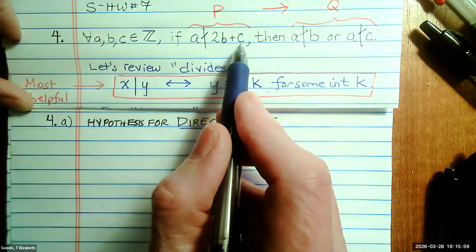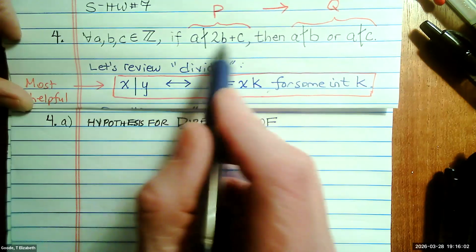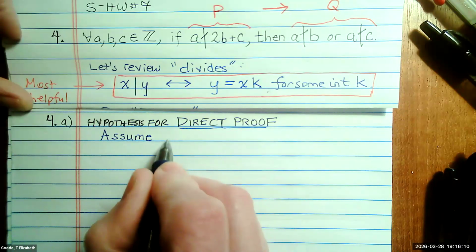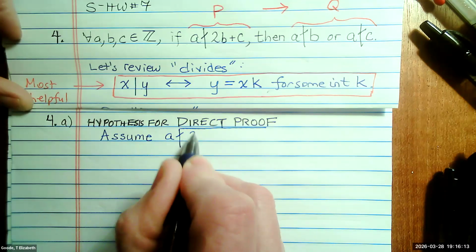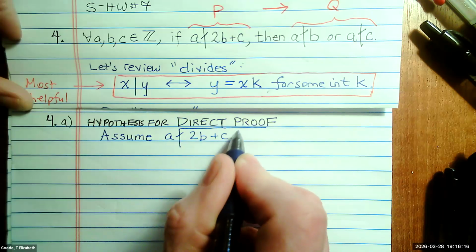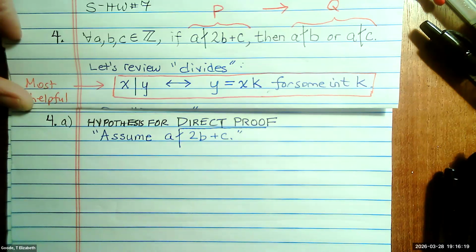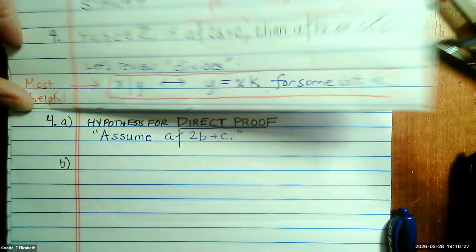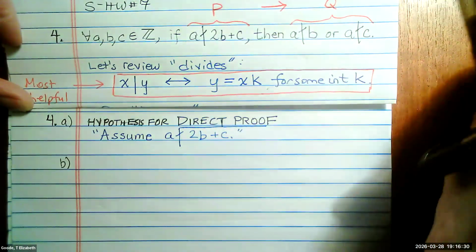What we can assume is the hypothesis. And that's what we do when we're writing a direct proof. We assume the hypothesis. And there's no if in a hypothesis. We assume A does not divide 2B plus C. That's our hypothesis. So that's it. All right. See what I mean? Yes. Now, the next thing we want to do is part B. What does it ask us to write? It asks us to write what we wish to show in a direct proof of the given statement.